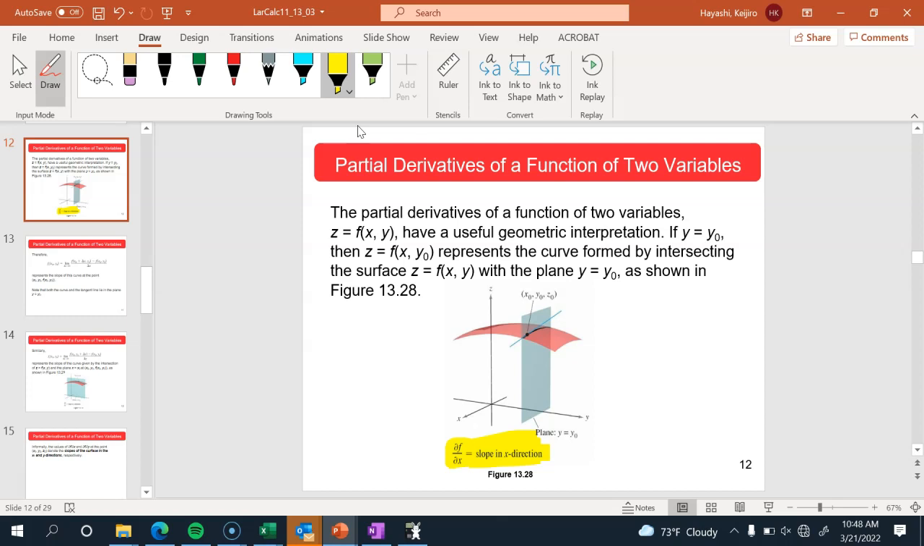So let's say that the x-axis is going this way and the y-axis is going this way. The partial derivative with respect to x will be 0, but the partial derivative with respect to y will be increasing. Right. So you're measuring the slope in a specific direction, either in the y direction or in the x direction. So that's what these partial derivatives are for.